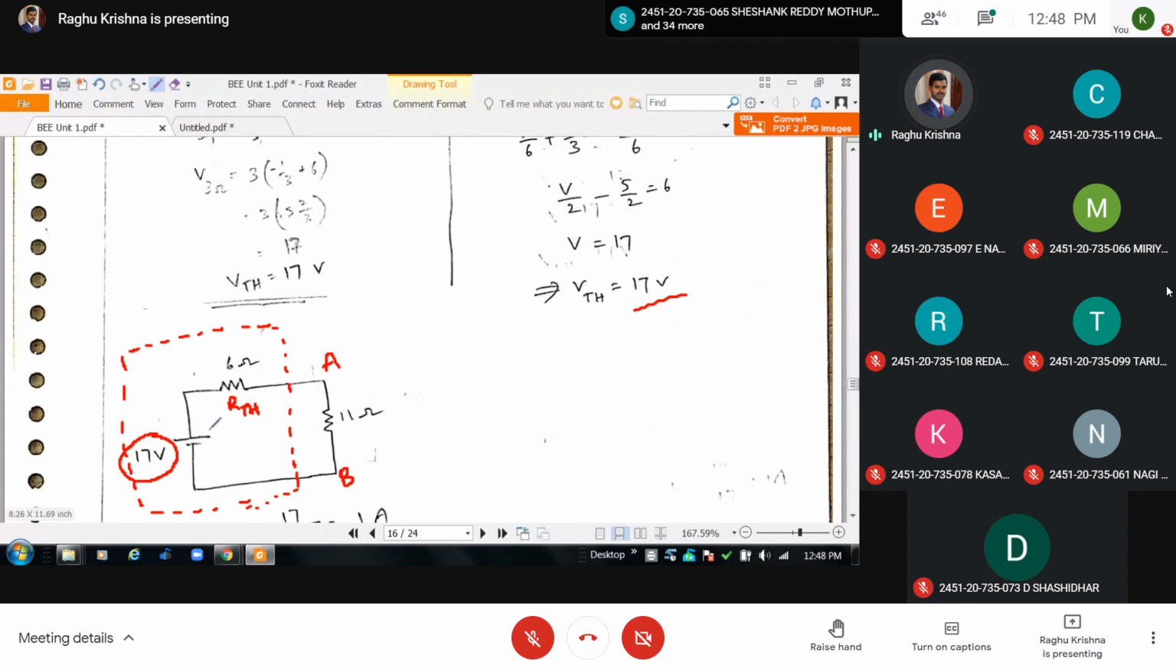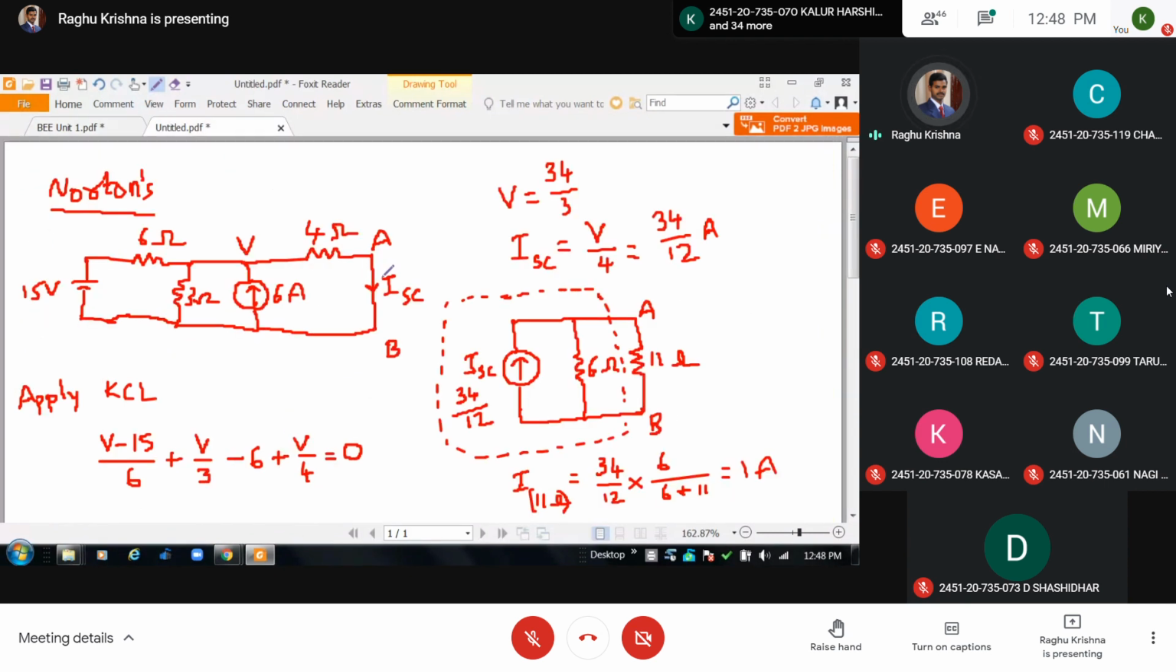In Thevenin's theorem, we are replacing the two-terminal network with a VTH in series with resistance RTH. This is the Thevenin's equivalent. Norton's equivalent is this one. It contains a current source in parallel with the resistance RN. The value of RN is equal to RTH. Let us put RN here. Now this is the current division rule.